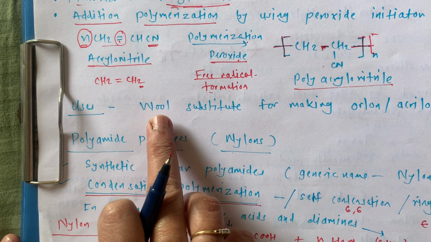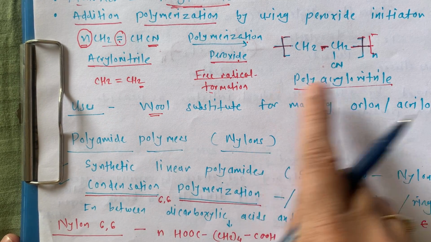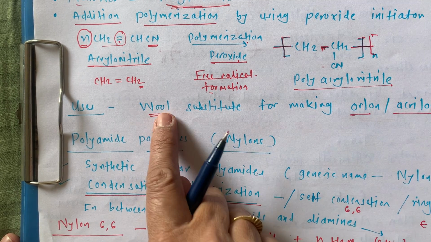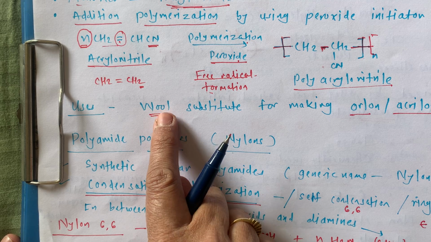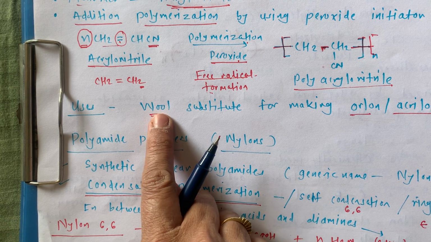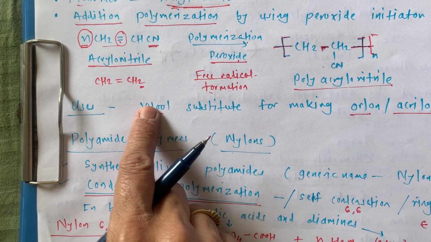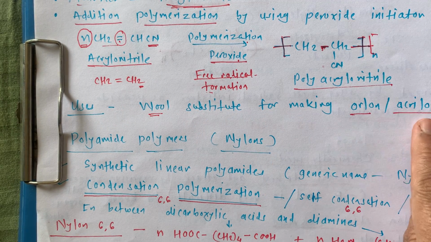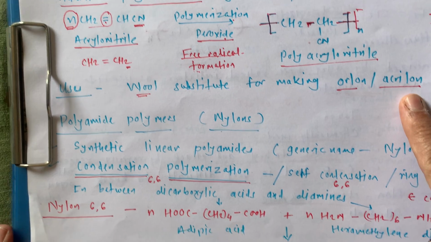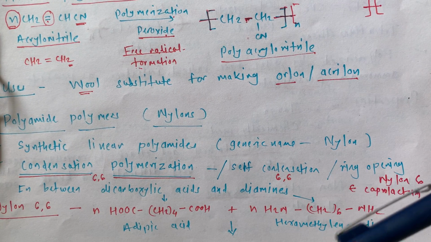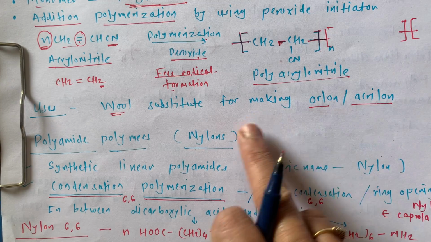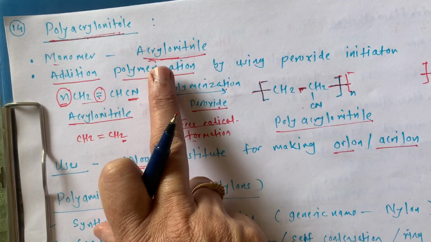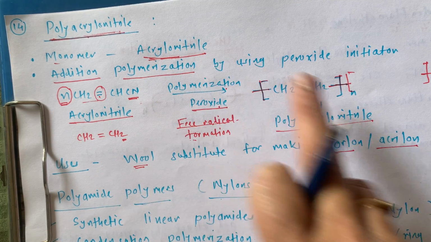This is very specific. Why? Because this is used as a wool substitute for making orlon or acrylon. This is not a cotton or jute substitute, and not a silk substitute. This is a wool substitute. Natural wool is one thing, or you may say synthetic wool is nothing but orlon or acrylon, which is made from acrylonitrile.